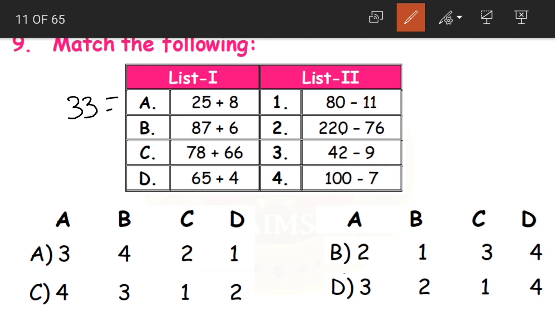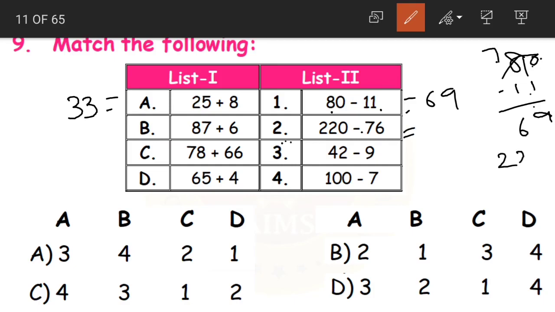Yes, children. Now if you look at the given options here, 80 minus 11 is how much? We cannot subtract 0 minus 1, so we will borrow. 10 minus 1 is 9. 7 minus 1 is 6. It is 69. Yes. So again it is our wrong answer. Now coming to option number 2. 220 minus 76. Again 0 minus 6 is not possible. We will borrow. 10 minus 6, 4. 1 minus 7 is not possible. Again we need to borrow. 11 minus 7, 4 and 1. What is the answer? 144. Again this is not a correct answer.